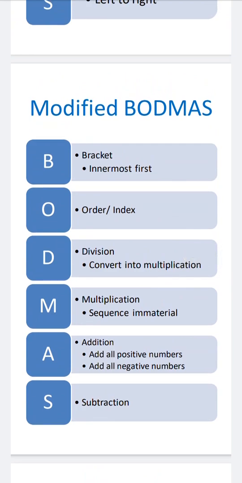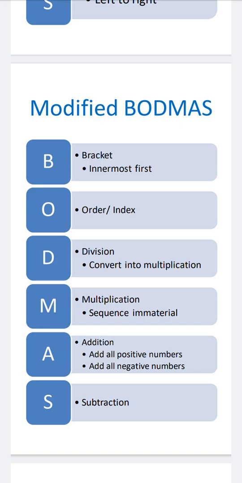In the modified BODMAS, the bracket rule remains the same. It has the highest priority, and in nested brackets, the innermost bracket is evaluated first. Next is order or index. That rule also remains the same. Next is division. Now there is a slight difference here.